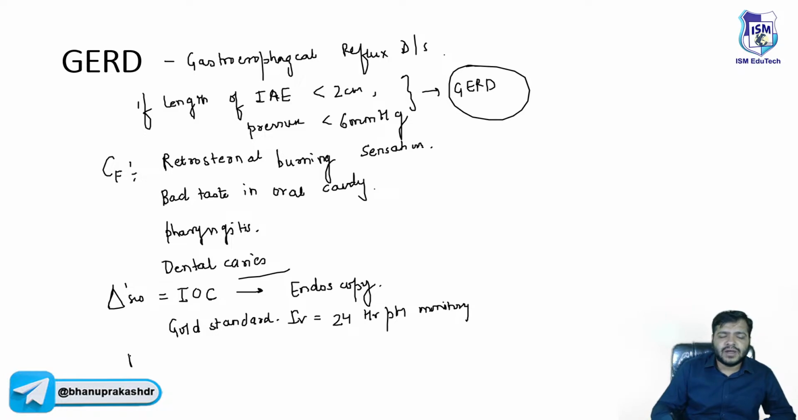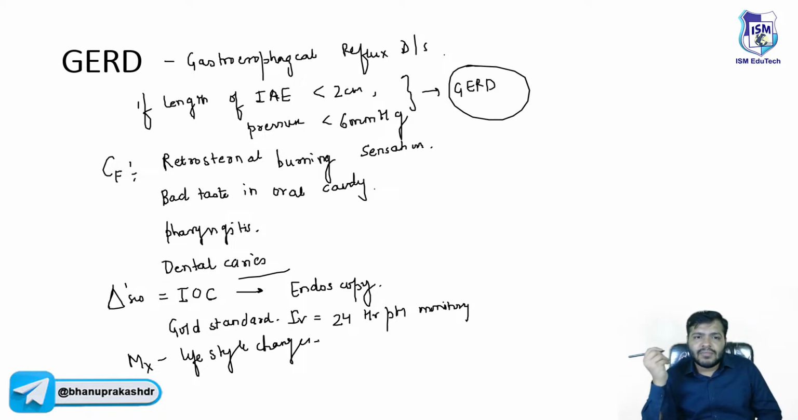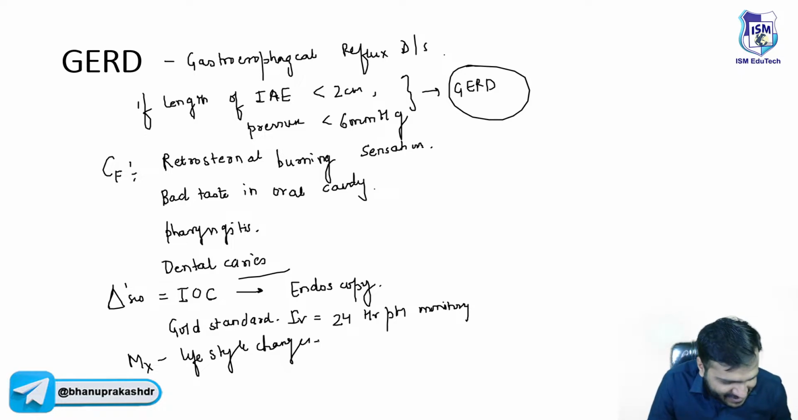Now, what management will you do? First come lifestyle changes. Avoid the food particles which relax the lower esophageal sphincter: chocolate, fried food, fatty food, momos, spicy food, citrus foods, tea, coffee, all the Chinese items, ban them all. That is the first thing you have to do with the patient. Advise the patient to take meals 2 hours before going to bed. Moreover, you can use prokinetic agents and PPIs, proton pump inhibitors, as medicines.